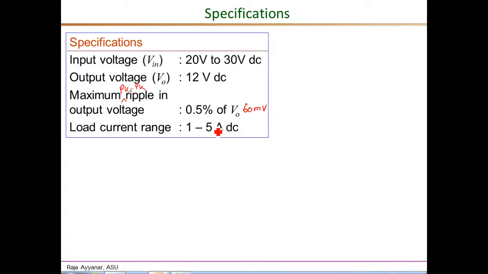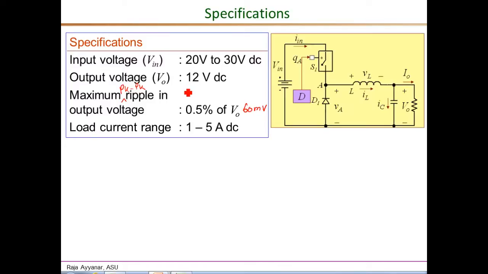And the load current is specified to be from a minimum of 1 ampere to a maximum load current of 5 amperes DC current. So obviously from these specifications, the input is always higher than the output voltage. Therefore what we need is really a buck converter, and the schematic of the buck converter is shown here. So in this video we are going to come up with the values of L and C required, and also look at some of the parameters needed to select the MOSFETs and the diode.